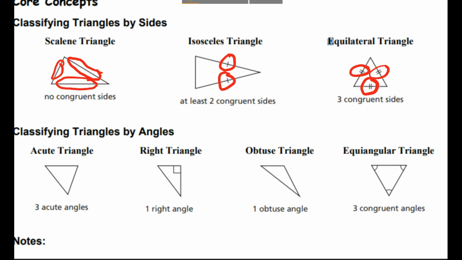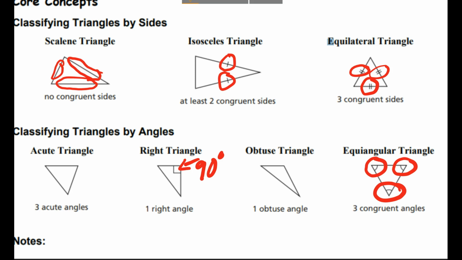And then we can identify triangles by the angle. Most of you have come to recognize that this one right off the bat is a 90-degree angle, so it is a right triangle. Then you look at this one and say, all of these have markings that they're congruent, therefore it is an equiangular triangle. So we have an equilateral triangle and an equiangular triangle, which has three congruent angles.